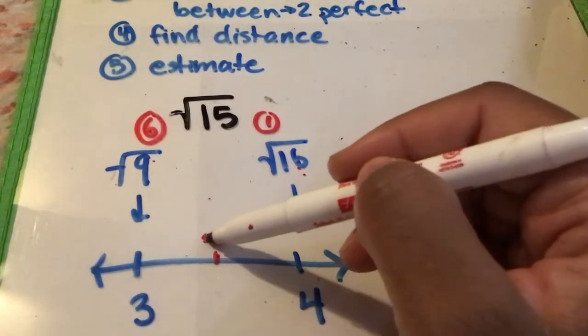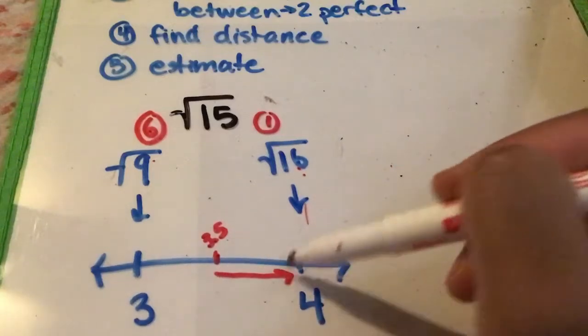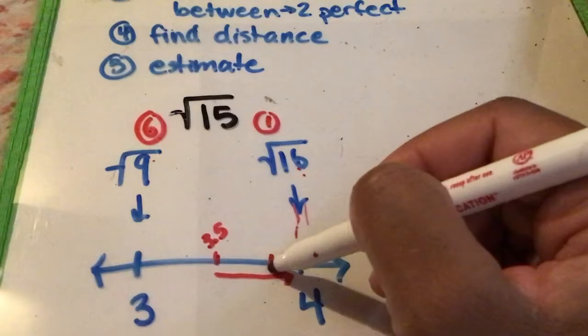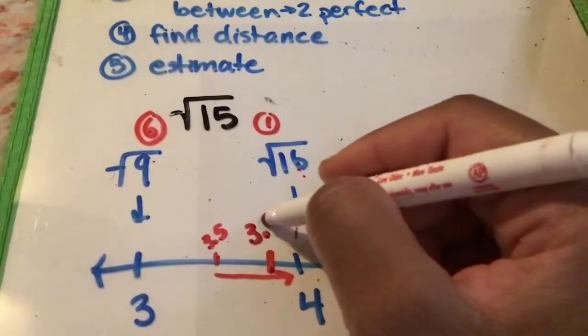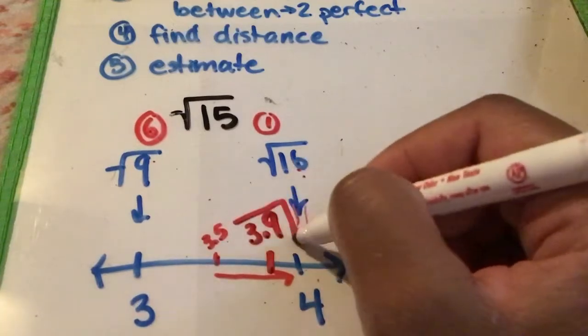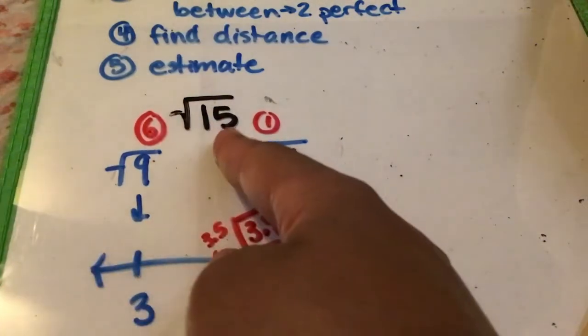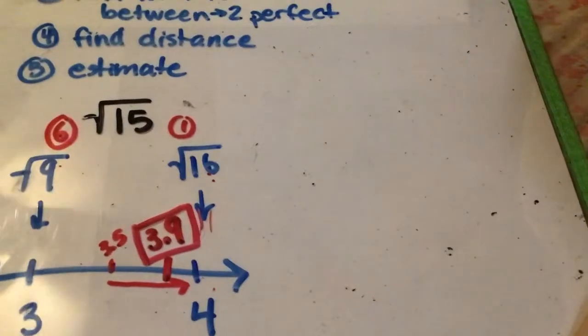Think of this as like halfway in between. It's going to be higher than halfway because it's a lot closer to 4. So a good estimation would be around here. Maybe a 3.8 or 3.9 would be a good estimation for the square root of 15. So let's go ahead and try another one.